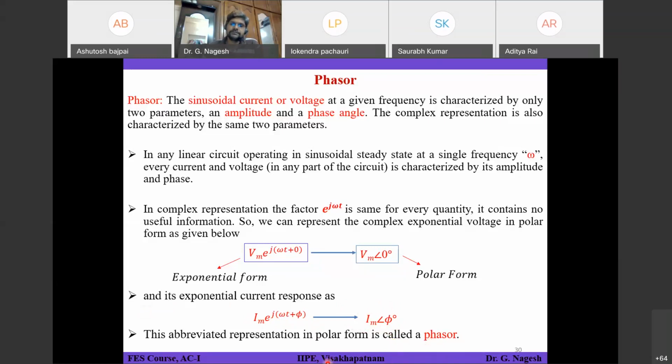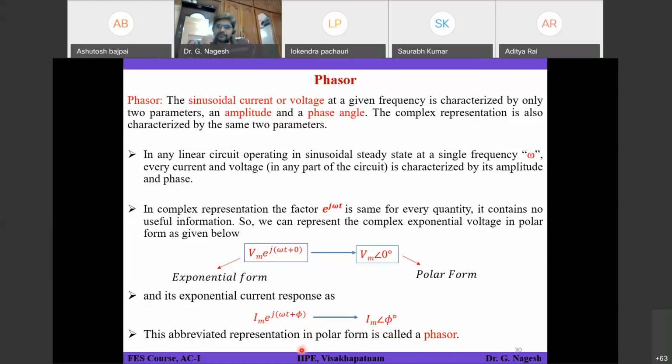Is it clear? So the complex form of voltage you are converting from exponential form into polar form, and the polar form will have a magnitude, that is the amplitude Vm, and a phase angle. That is called a phasor. And obviously, if you apply a phasor voltage to the circuit, you expect the current response to also be in phasor form, which is Im at an angle of phi. So this is called a phasor.